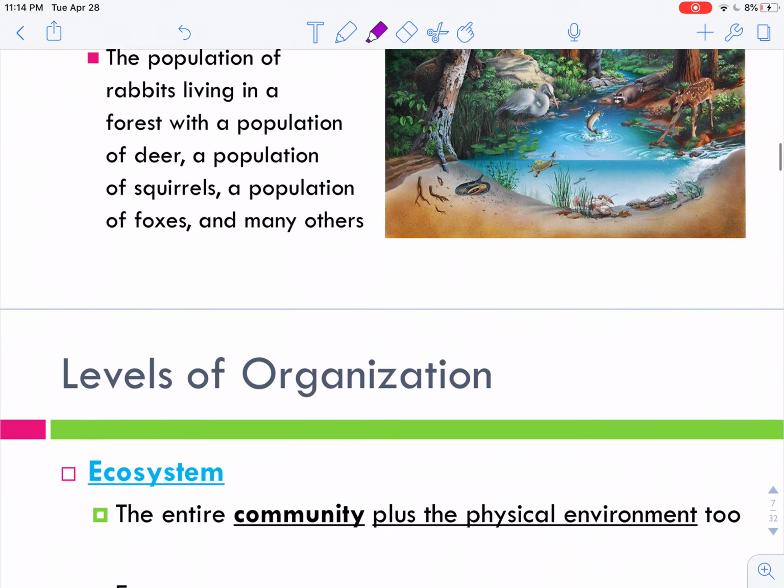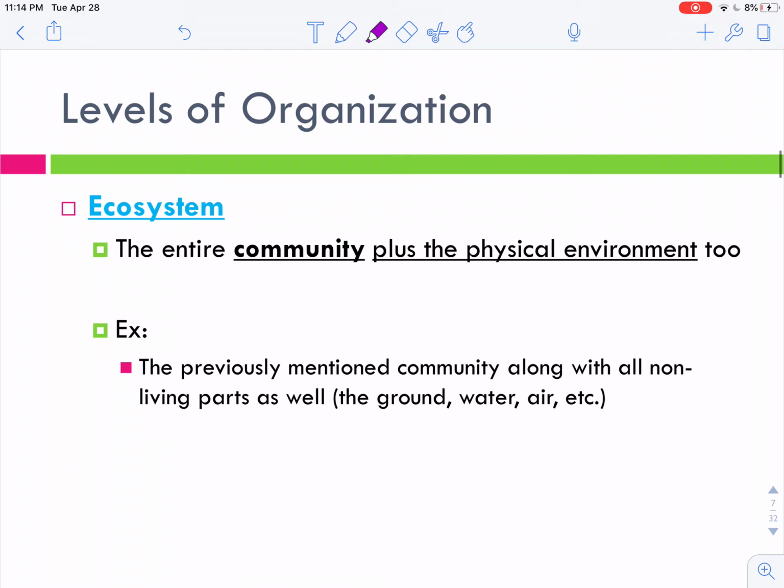Let's keep going. Even more general is ecosystem. An ecosystem includes the entire community, which is all of those populations, plus the physical environment itself. Now we're talking about the non-living parts of the ecosystem also. So now we're talking about the ground, the water, the air, the sunlight. All of those things are included in the ecosystem.